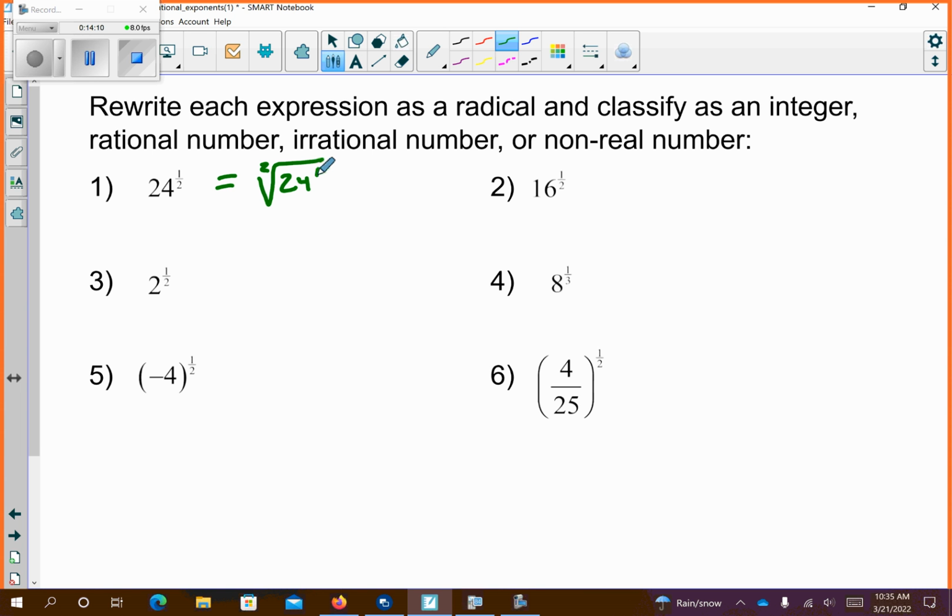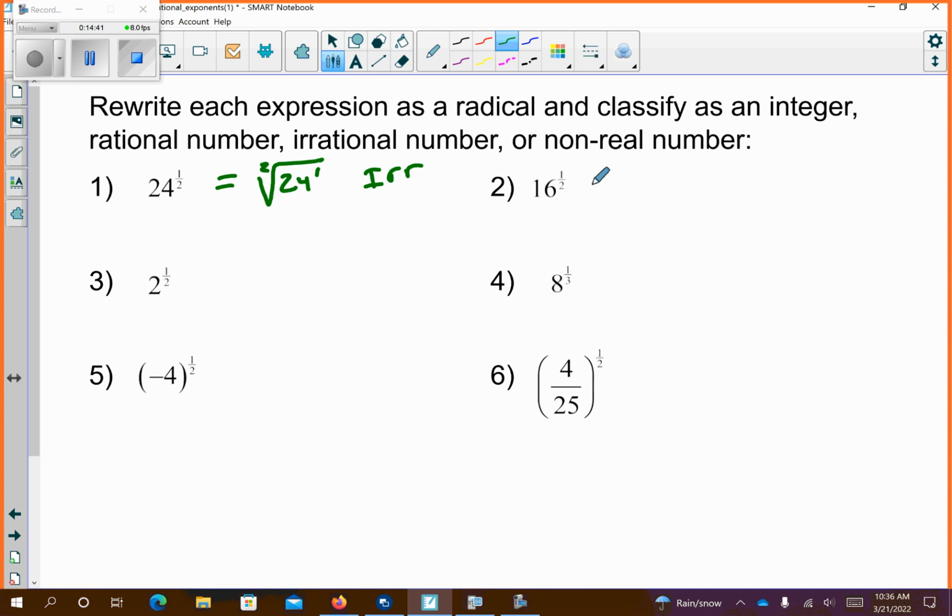Do I know the square root of 24 exactly? I know the square root of 25 is 5. I know the square root of 16 is 4. Do I know the square root of 24 exactly? No. So this is going to be an irrational number. Yes, your calculator would handle it, but it's going to give you a decimal that does not terminate. It just has to end someplace.